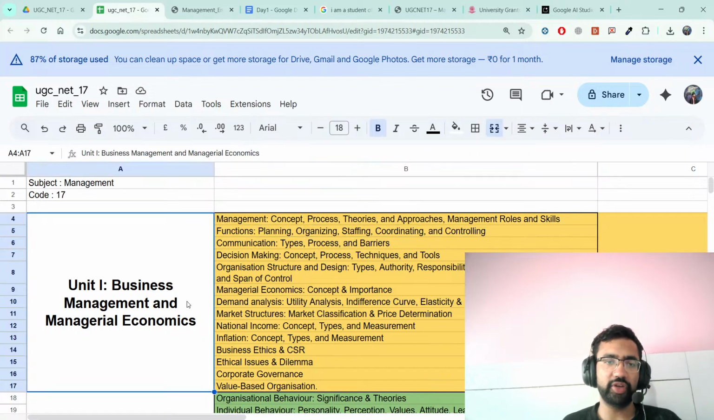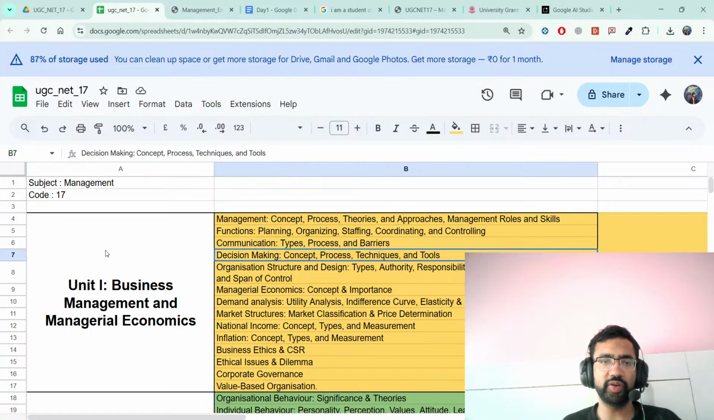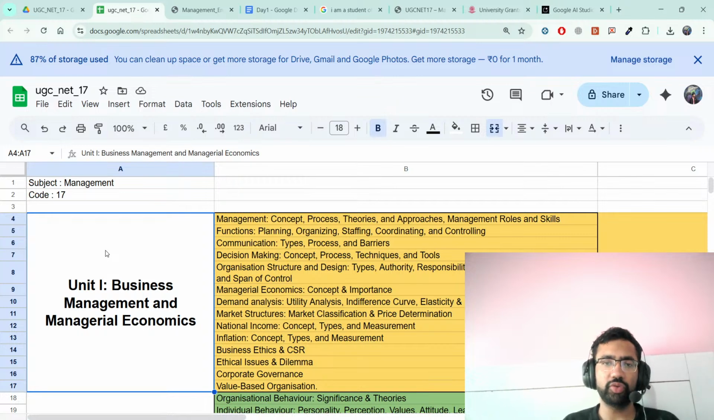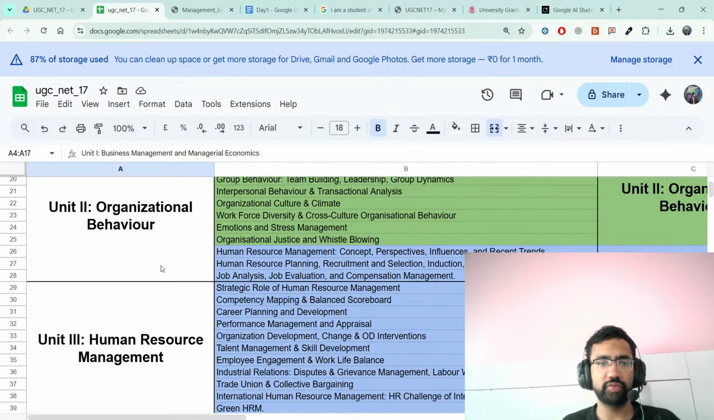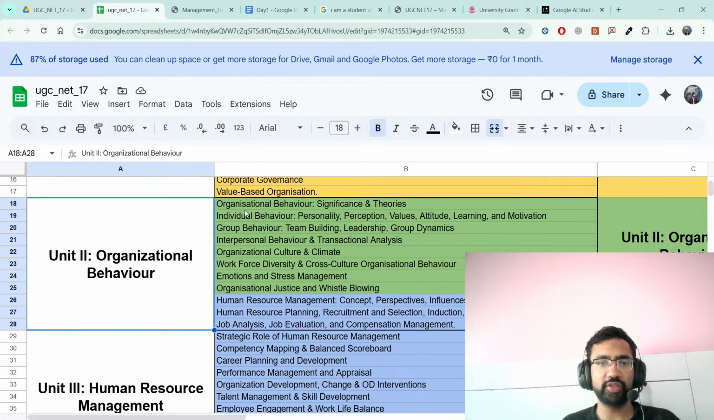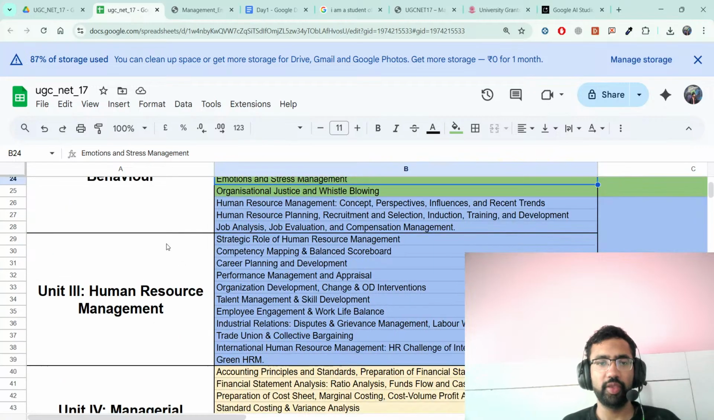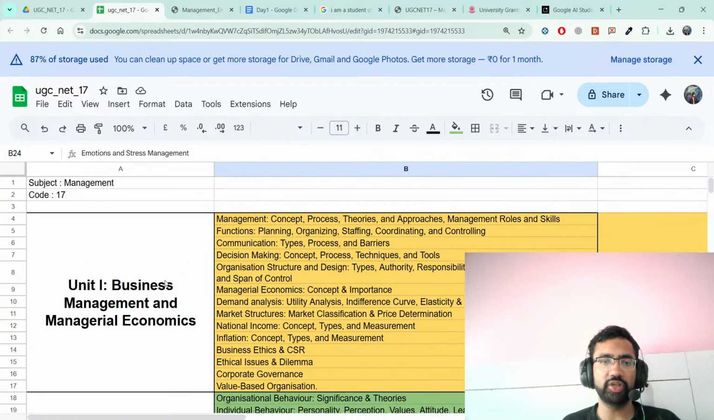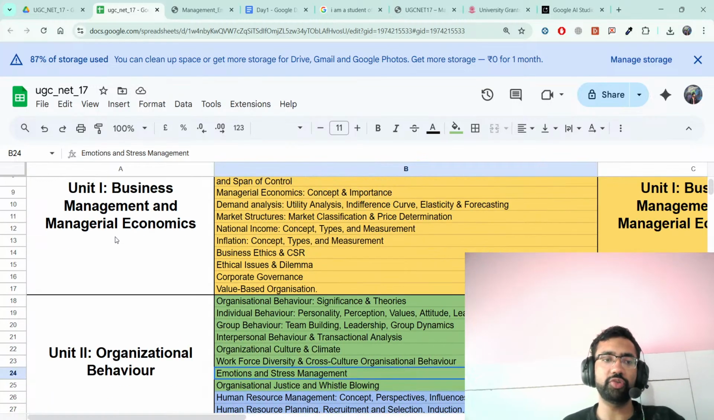Number one, on the left side, you see we have divided it based on the table. Unit 1 covers all this. Now, organization behavior, this table outline that you see shows that UGC NET has marked a unit. They have just mentioned unit 1, unit 2, unit 3 and put those topics in it.